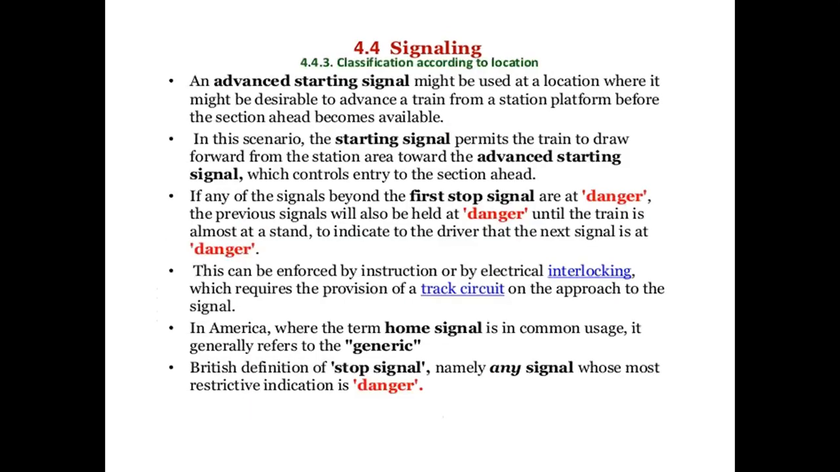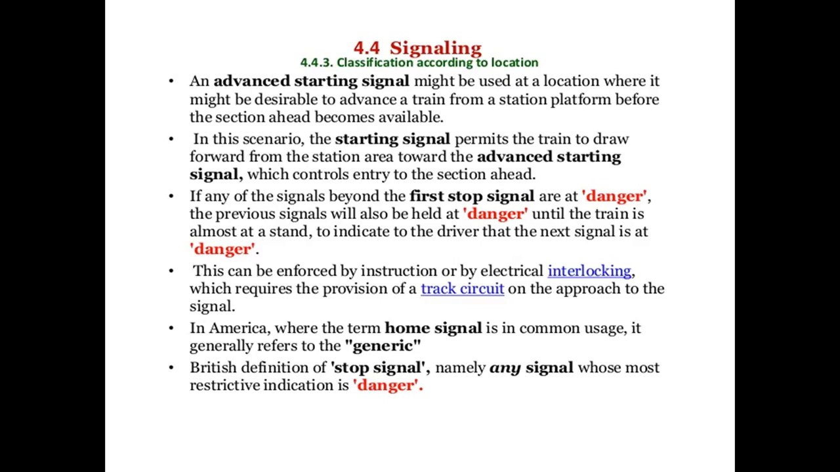An advanced starting signal might be used at locations where it might be desirable to advance a train from a station platform before the section ahead becomes available. Here, in this scenario, the starting signal permits the train to draw forward from the station area towards the advanced starting signal, which controls entry to the section ahead.